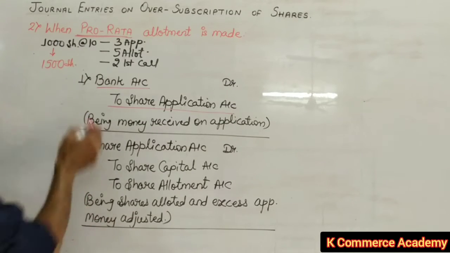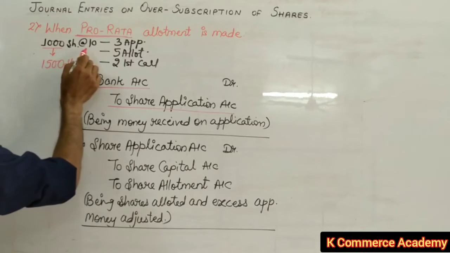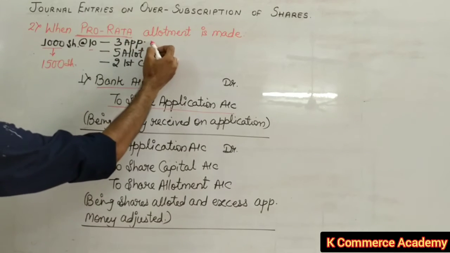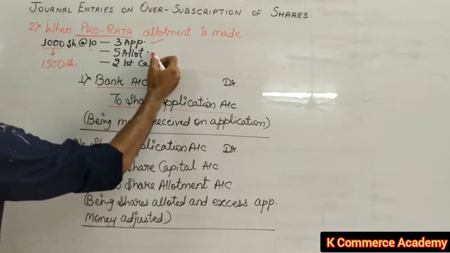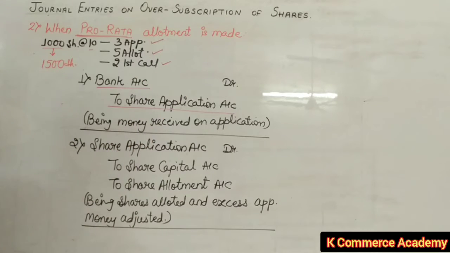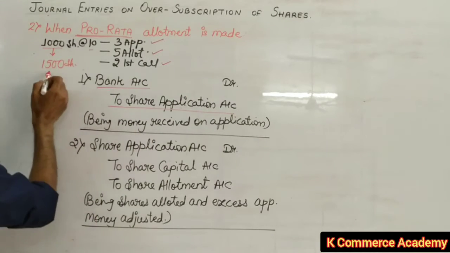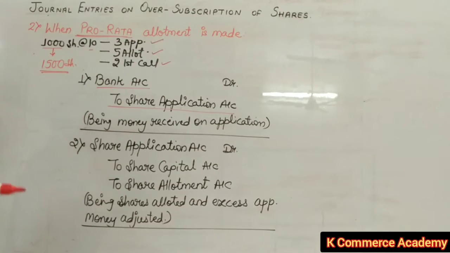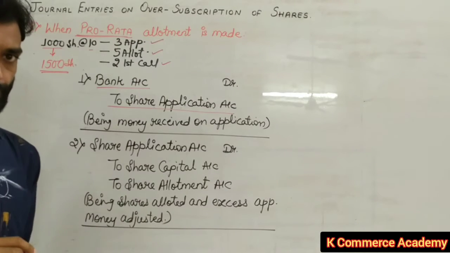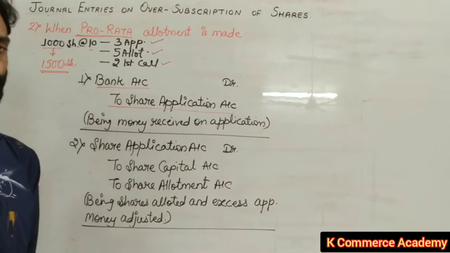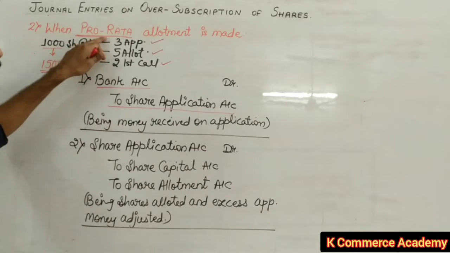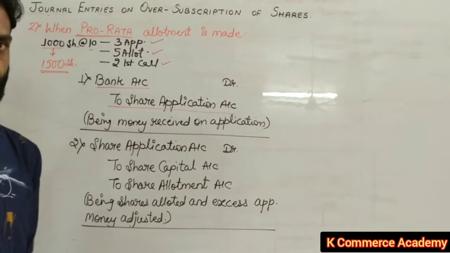Take the same example, that is, suppose we have issued 1000 shares of ₹10 each, issued as ₹3 on application, ₹5 on allotment, and ₹2 on first and final call. Applications received is for 1500 shares. It means there is a situation of oversubscription, and we have to deal with this situation on a pro rata basis.